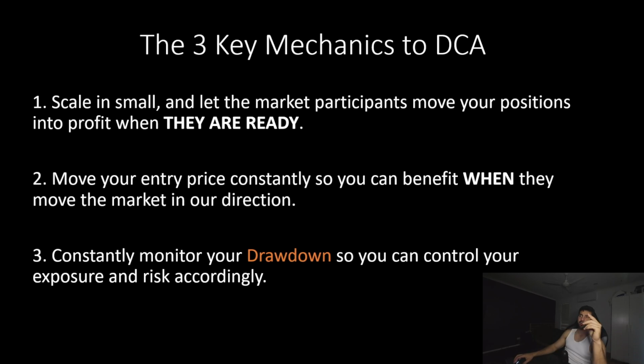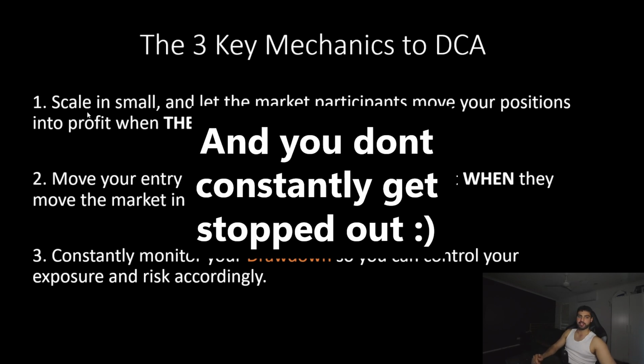So like I said before, the 3 key mechanics of dollar cost averaging are that you scale in small and you let the market participants move your positions into profit when they're ready. So we're not using a hard stop loss, because we're just going to keep getting stopped out. The problem with stop losses is you're trying to time the market. You're trying to wait and get the perfect entry so that you don't get stopped out. If you dollar cost average, you don't have to time the market perfectly, and you can just wait for your positions to be in profit.